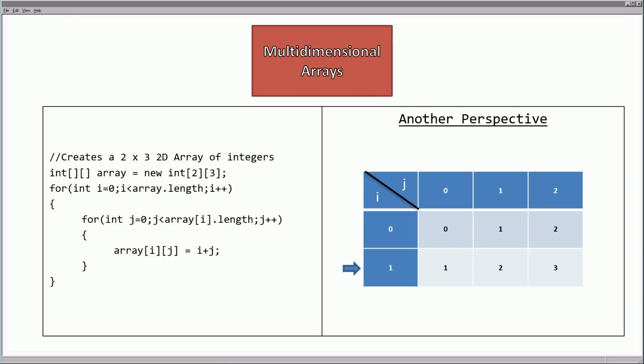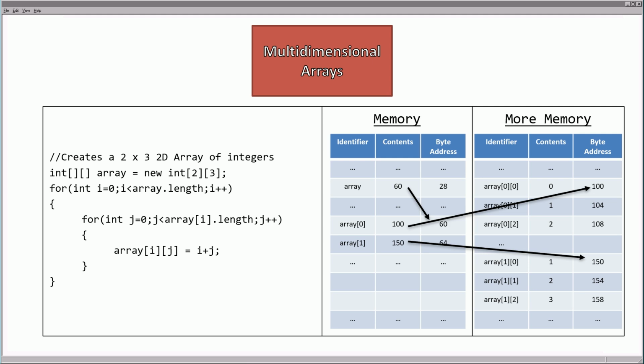Now once again, for simplicity's sake, we only represented this two-dimensional array in this way. But you may consider the memory to more or less look like this, where you have array at index 0, 0 is assigned to 0, 0, 1 is 1, 0, 2 is 2, and then array 1, 0 is 1, 1, 1 is 2, 1, 2 is 3.